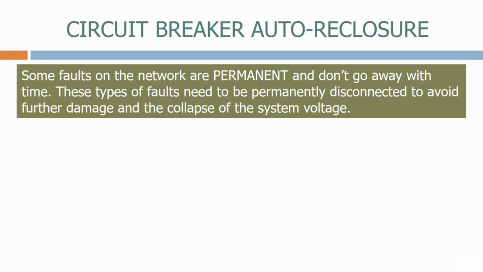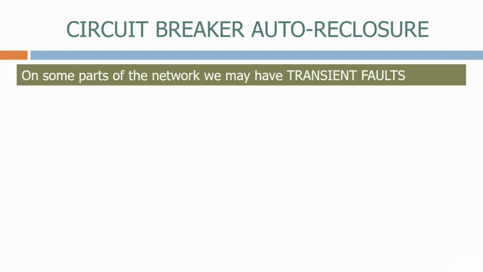Some faults on the network are permanent and don't go away with time. These types of faults need to be permanently disconnected to avoid further damage and the collapse of the system voltage. On some parts of the network, we may have transient faults.